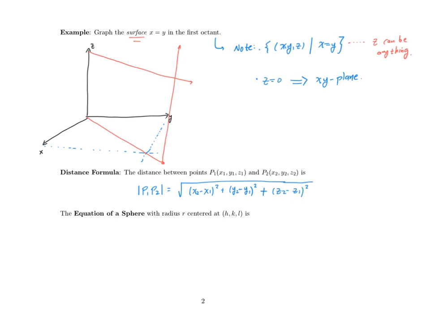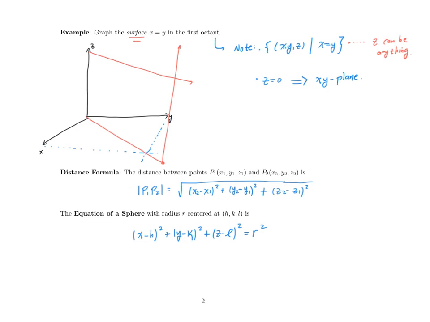Similarly, if we wanted to find the equation of a sphere whose radius is r, centered at some point, we can just extend what we've seen in the past for circles. If it was a circle centered at h comma k, we would say, well, x minus h squared plus y minus k squared equals the radius squared. But we have to add in that extra piece to deal with the third dimension. So z minus l squared.